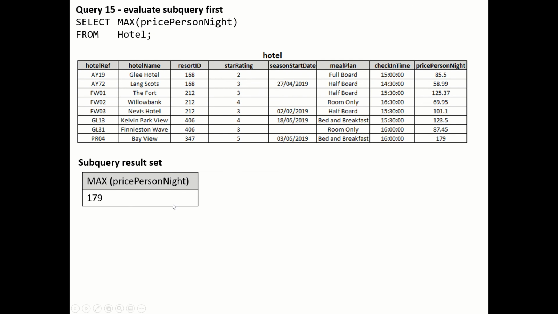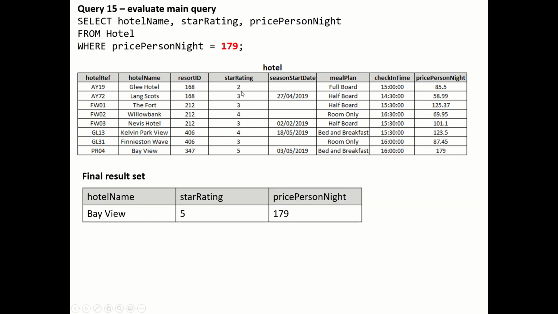Now that essentially just goes in place of the subquery, and now the main query can be evaluated. And that's a simple query. That's a National 5 level query. That's all it is. So go through it, find anywhere price person night equals 179, which is this one, and display those fields.